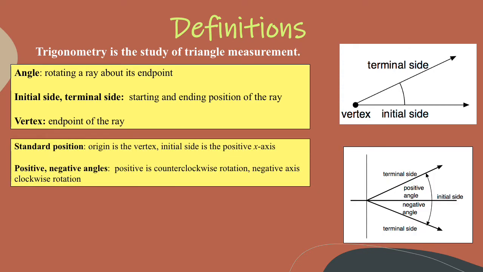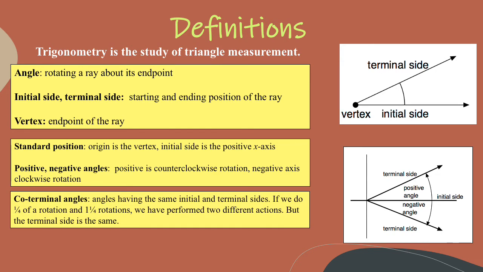We can and do draw angles in any position. However, many times we draw angles on the Cartesian plane. And when we do that, we draw them in what is called standard position, where the origin is the vertex and the initial side is the positive x-axis. If the angle is rotated counterclockwise, we call it a positive angle. If the rotation is in a clockwise position, we call it a negative angle.